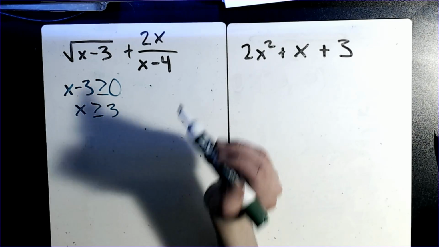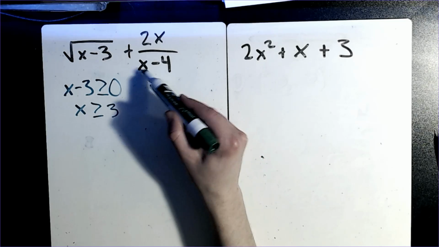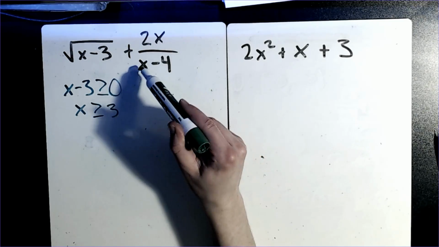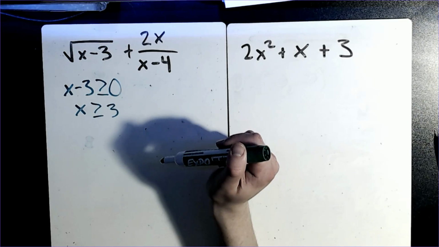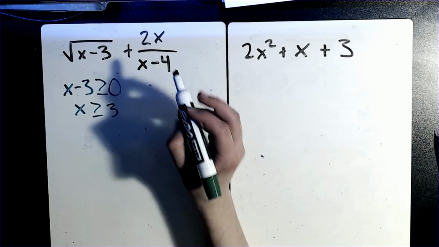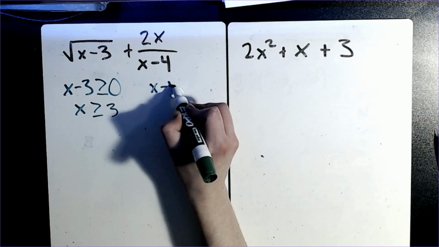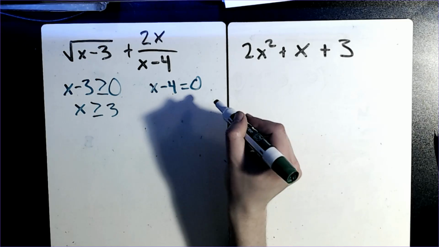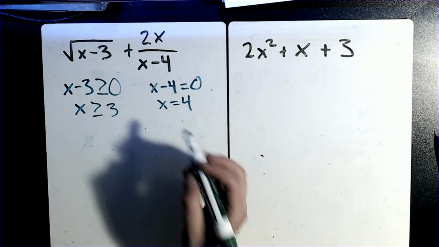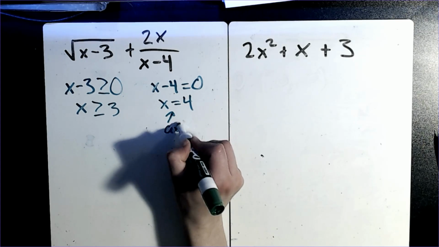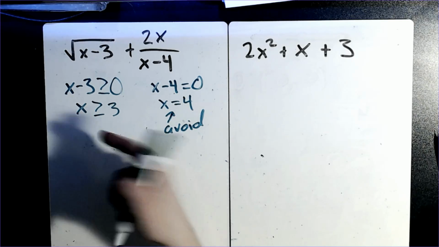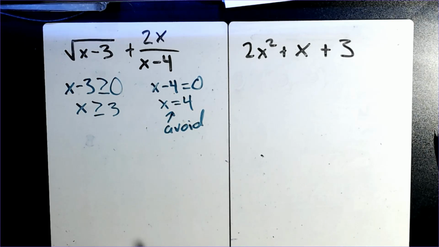That's one thing. The other thing is we have this fraction here that's adding to it. The thing that can go wrong with fractions is you can't have the bottom be 0. So we need to avoid places where the bottom does equal 0. Where does it equal 0? Well, it equals 0 at 4. So we need to avoid that spot. That's a bad spot for our function as well. So we need x to be bigger than or equal to 3, and we need to avoid 4.